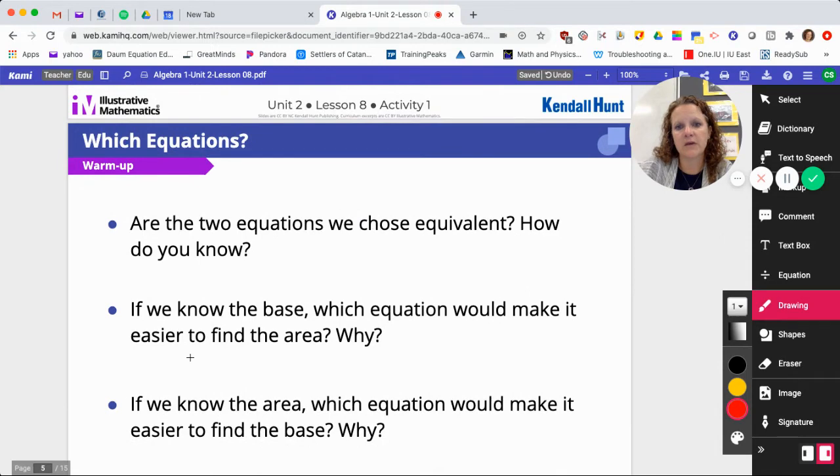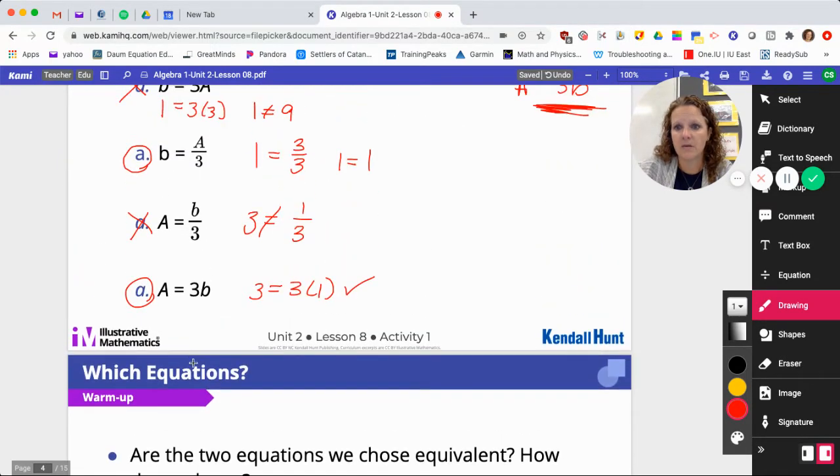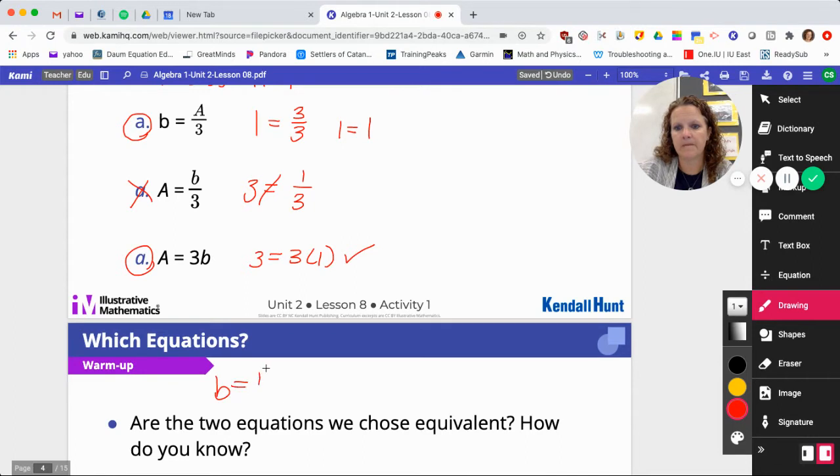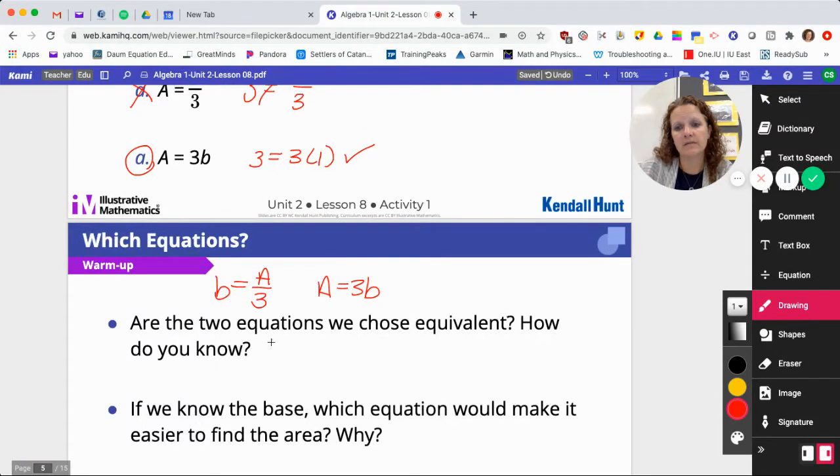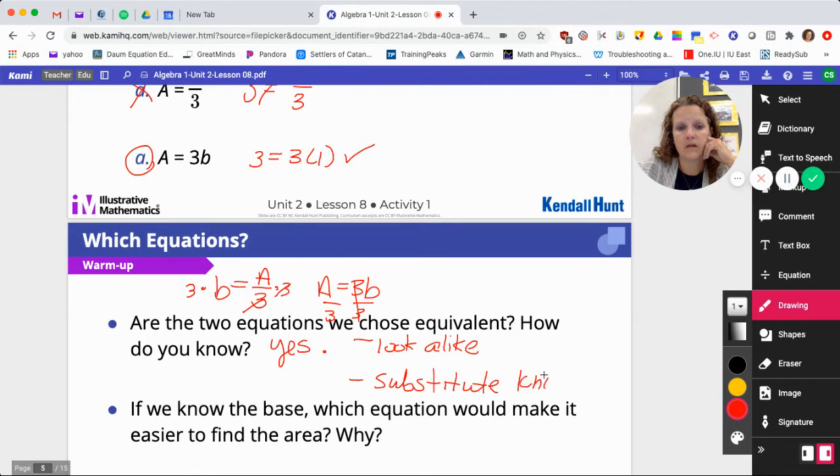All right, are the two equations we chose equivalent? How do you know? We chose B equals A over 3 and A equals 3B. Yes, they are. I can do algebraic moves like multiply both sides by 3 to get them to look alike, or divide both sides by 3 to get them to look alike. Or I can substitute a known solution. Either one.